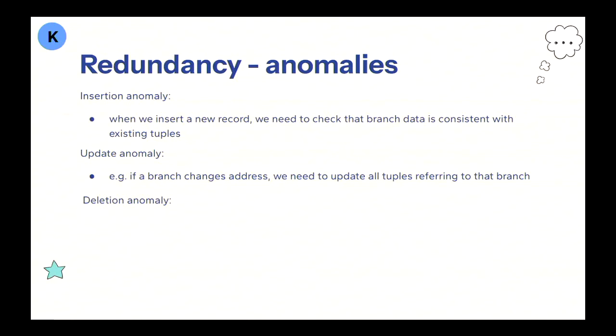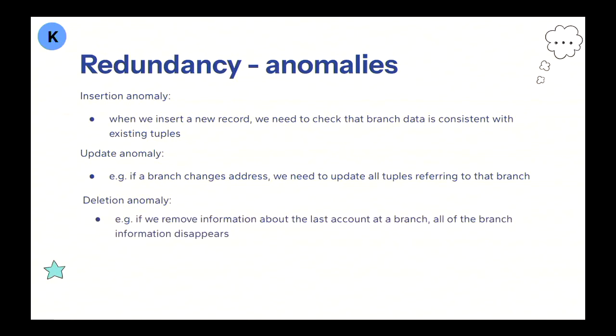And the last one is deletion anomaly. And this example here is what we have discussed just now. The worst case is if we remove information about the last account for that branch, all the branch information will be lost. So this is very bad.